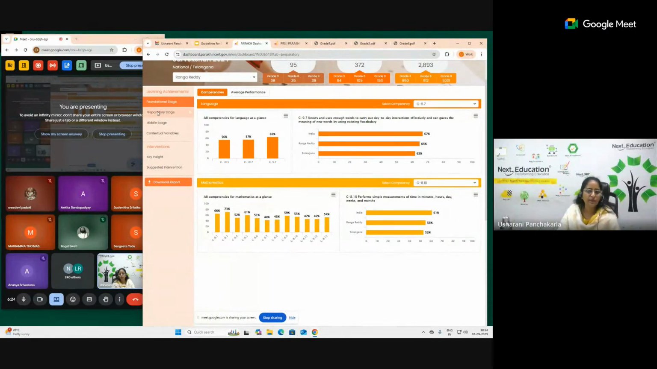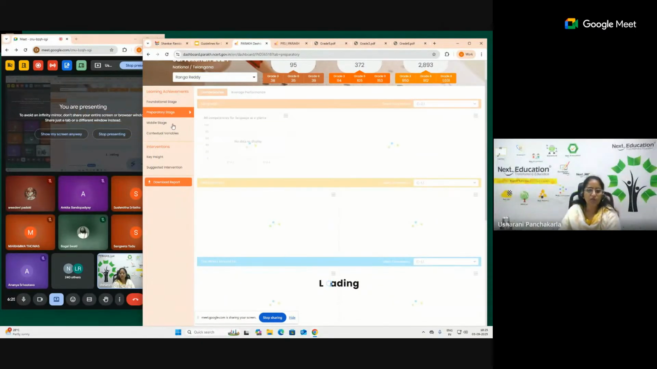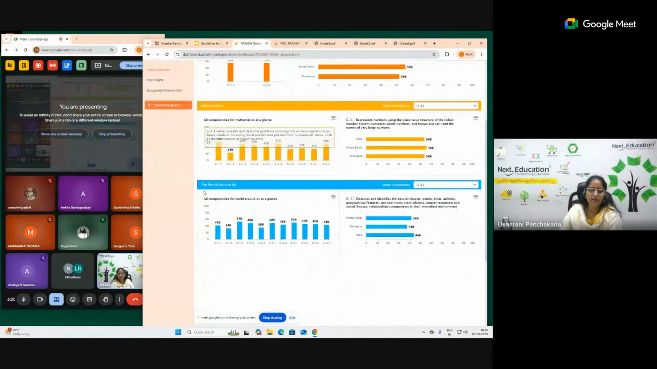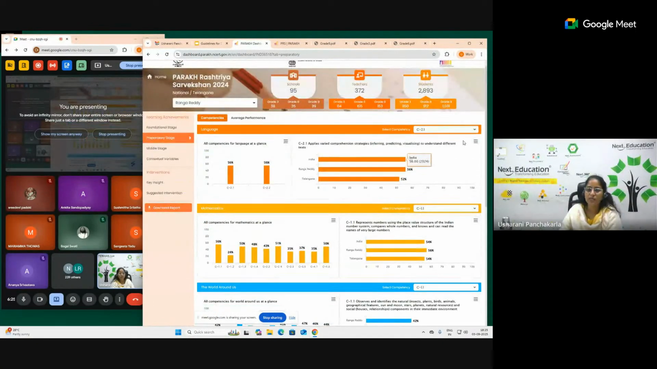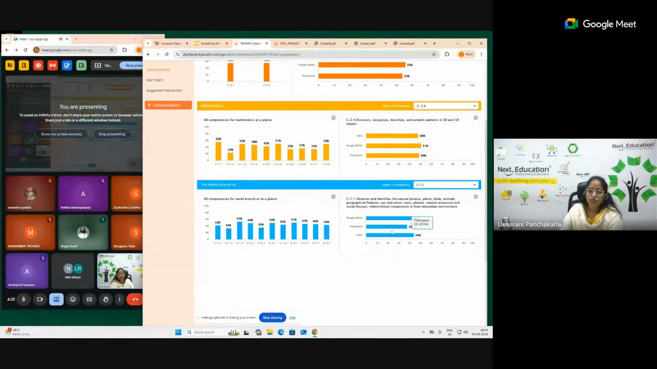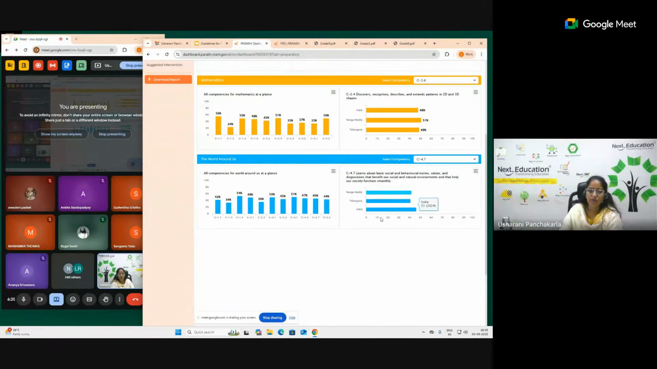Now let us go to the preparatory stage. So preparatory stage, here we have the language, and then the mathematics, and the world around us, that is environmental science. Here also you can select the different competencies being given, and then you can identify where the students are standing and where our district stands. Okay, so this way, even here also you can select these competencies.